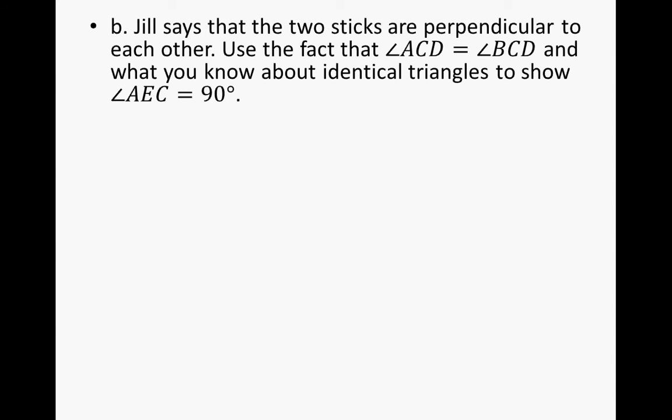All right, part B. Jill says that two sticks are perpendicular to each other. Use the fact that angle ACD is equal to angle BCD and what you know about identical triangles to show that angle AEC is equal to 90 degrees. Now you're going to have to refer back to your triangle and try to figure this out, because I'm not going to give you any hints on this one.